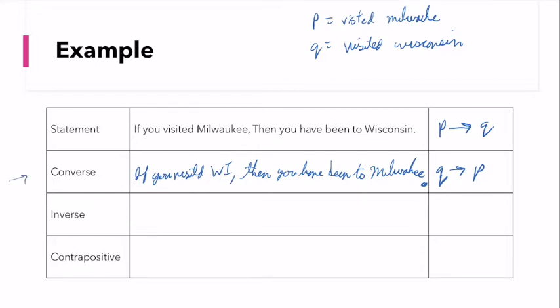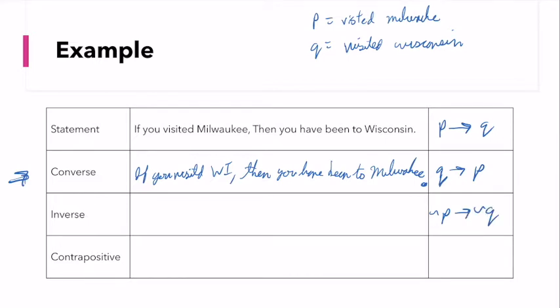Is this necessarily true? No, you could have been to Madison, you could have been to Green Bay, right? But we aren't asking whether this is always a true statement. Right now, as frustrating as that is, they really just want you to rewrite the converse, inverse, and contrapositive. Cool. So remember the inverse is going to be not P implies not Q.